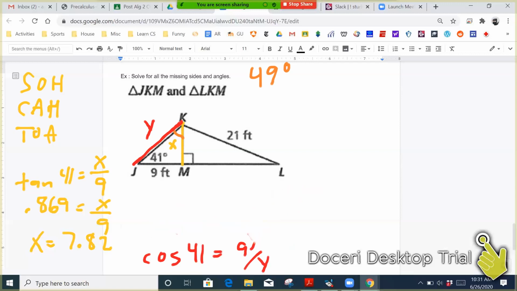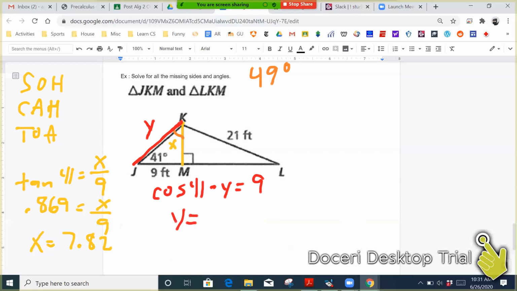Now I'm going to cross multiply. When I cross multiply, I'm going to put cosine of 41 over 1, and I get the cosine of 41 times y is equal to 9. Then I divide both sides by the cosine of 41, and I get y is equal to 9 over the cosine of 41. I can type that in my calculator because the cosine of 41 is just a number, and I get 11.9. So y is equal to 11.9. That's that side right there.